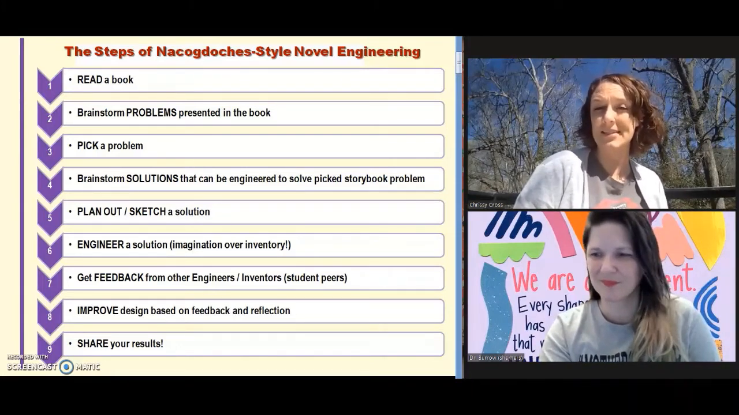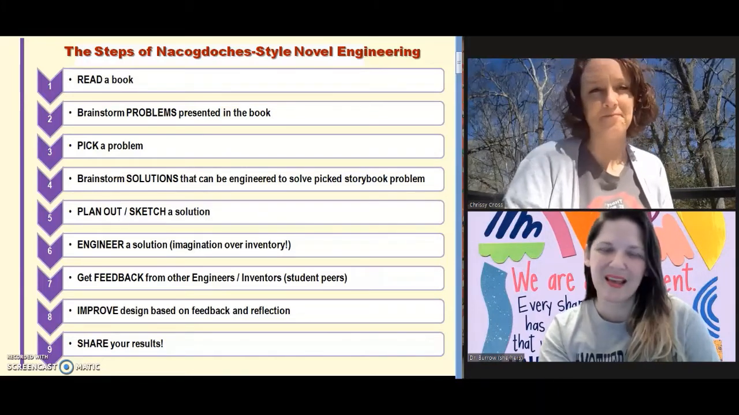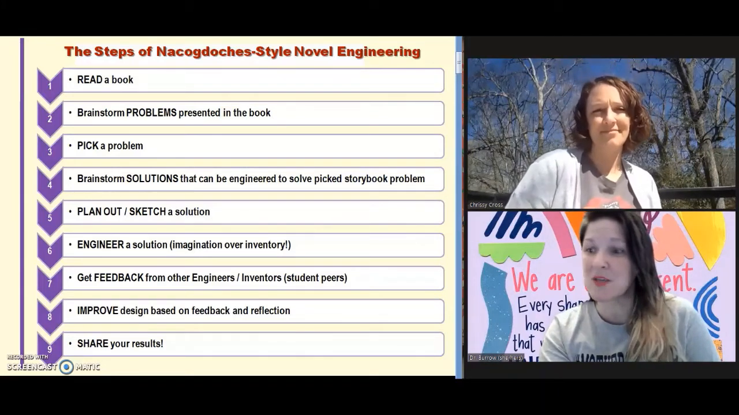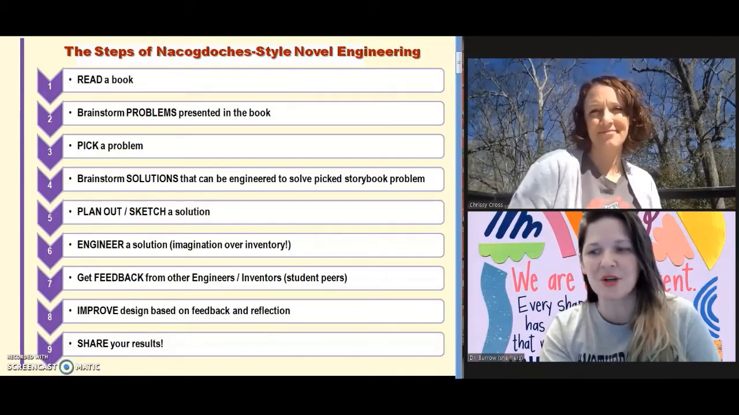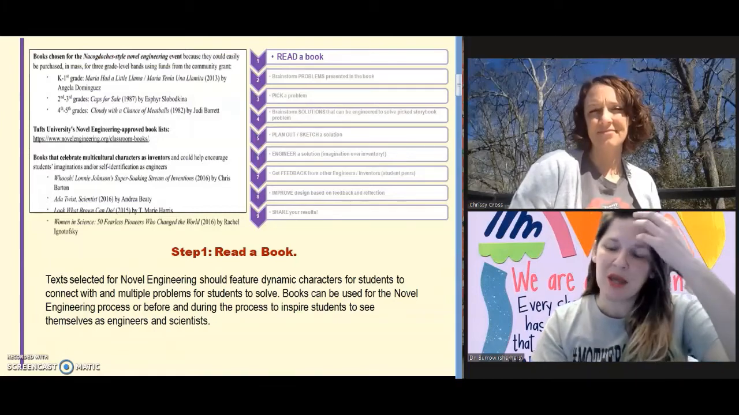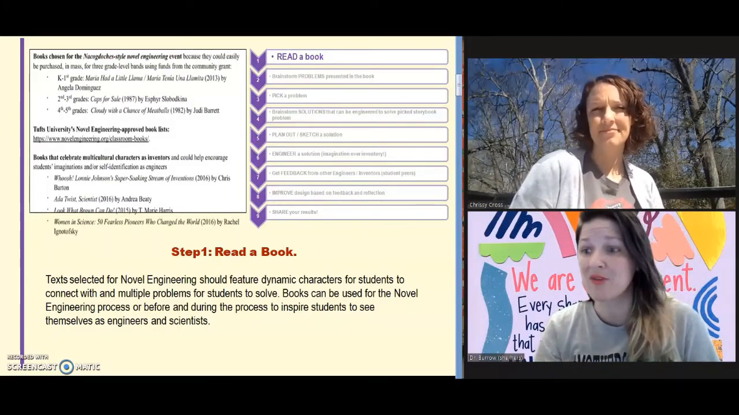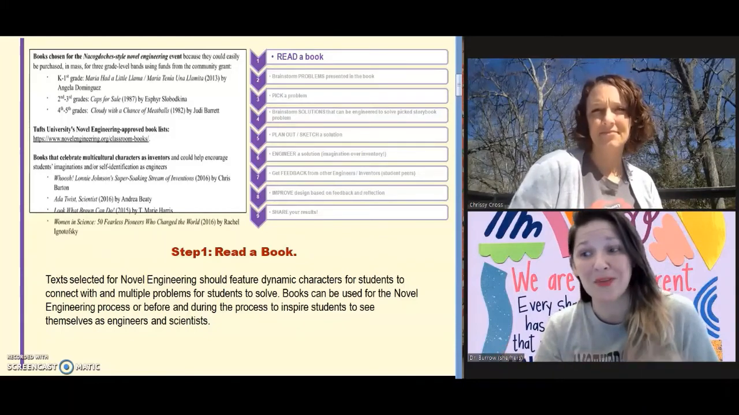And these are the 9 steps that we went through, and we will give you a quick overview of those steps. So the first one we will be starting with is read a book. You have to start novel engineering with a novel. We suggest that this is a great time to check out the book that you are going to present to your entire class, maybe even to an entire grade level. We did it with an entire school.